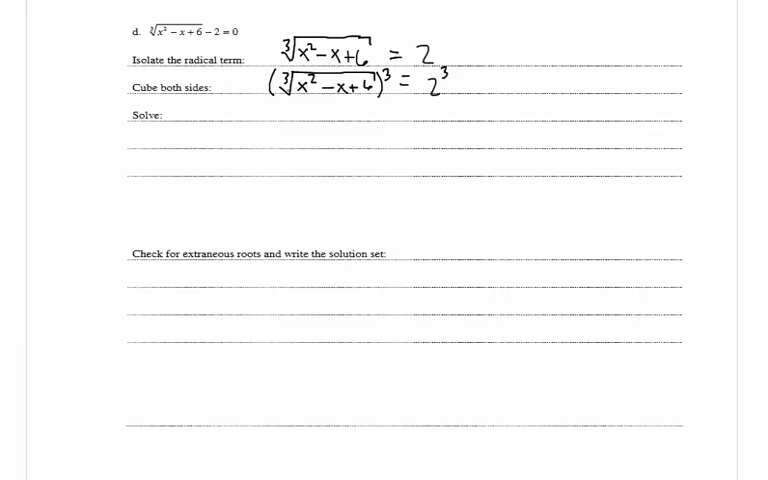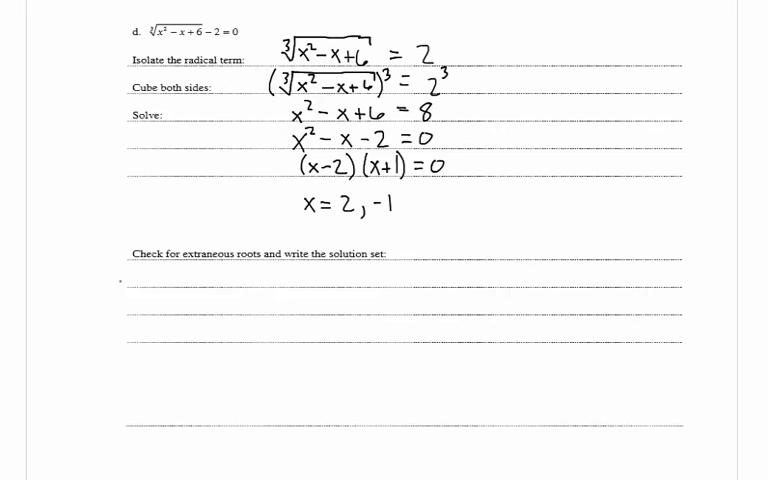And now we have the cube root of x squared minus x plus 6 cubed is equal to x squared minus x plus 6. And that's equal to 2 cubed, which is 8. And now I'm going to subtract 8 from both sides and set it equal to 0. And 6 minus 8 is negative 2. And now I'm going to write this as linear factors. So I'm going to have x minus 2 and x plus 1 is equal to 0. So our possible solutions are x is equal to 2 and x is equal to negative 1.